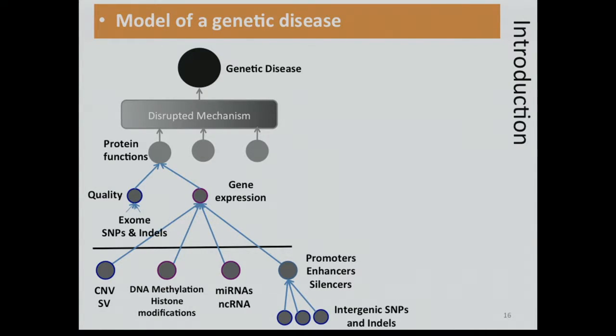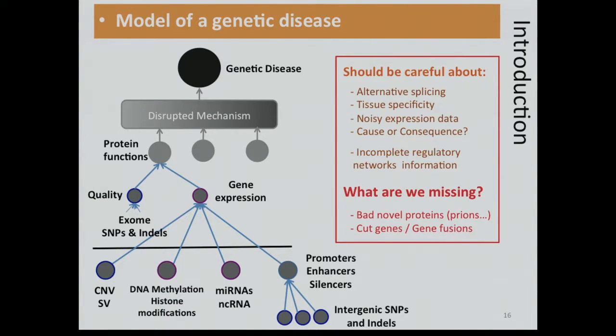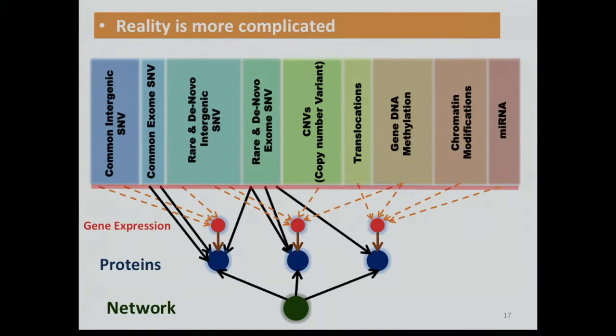But some of the things that we miss in this model: if there are novel proteins like prions, and cut genes and cut fusions, you would have to figure that out separately. We have to deal with noisy gene expression. We have to deal with all the usual things that people have to deal with when they start including gene expression. All right, so once we include the gene expression, we are now able to survey all of these different methods, all of these different data also by proxy.